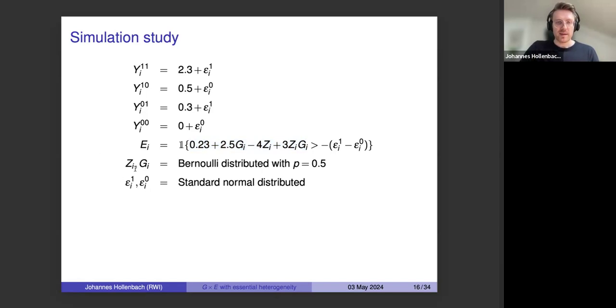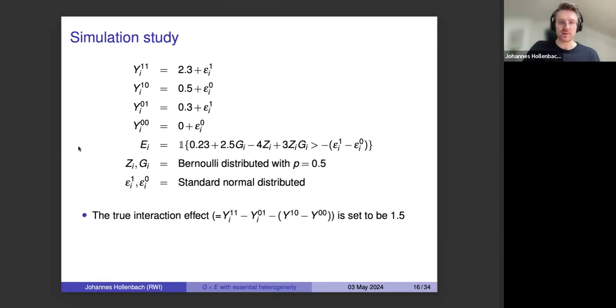Our instrument Z and our polygenic score G are Bernoulli distributed with probability 0.5. That means basically they are randomized into 0 and 1. And the error terms are standard normally distributed. What this setup allows us to do is, other than in the real world, we're able to just calculate the true interaction effect using the equation I've shown you before. It is 1.5. The true interaction effect of G and E is 1.5. In our example, you can verify that by simply subtracting 0.5, 0.3, and 0 from 2.3.